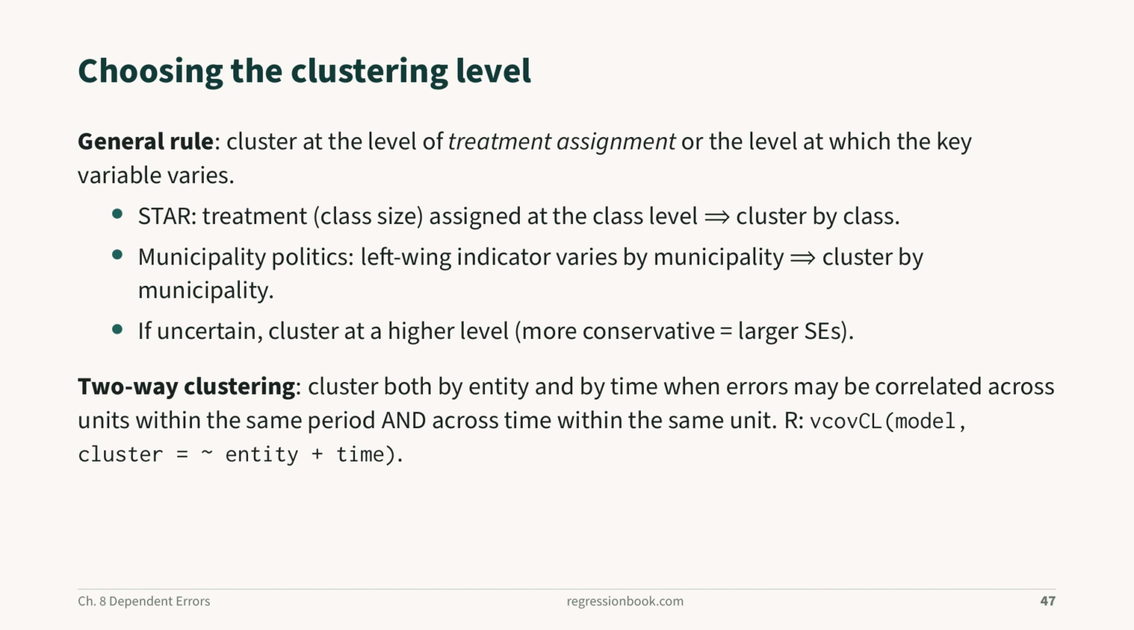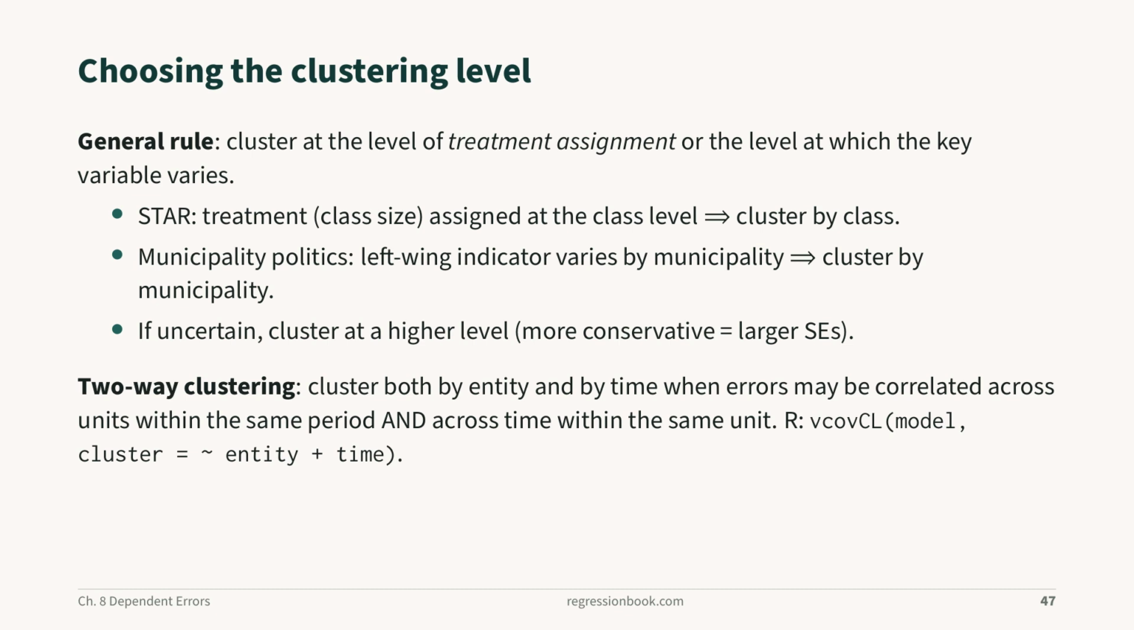Cluster where the key variable is assigned or varies. The examples repeat by design, class, municipality, firm. When uncertain, the more aggregated level typically gives larger, more conservative standard errors. And two-way clustering, entity plus time, covers correlation across units within a period and across periods within a unit.